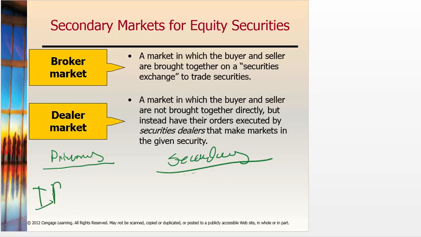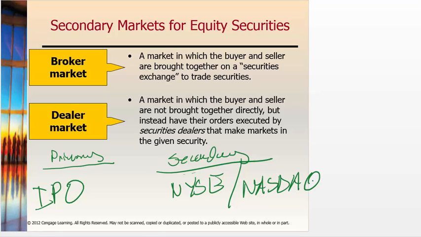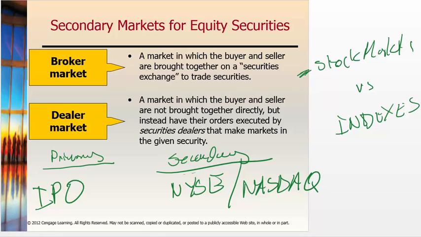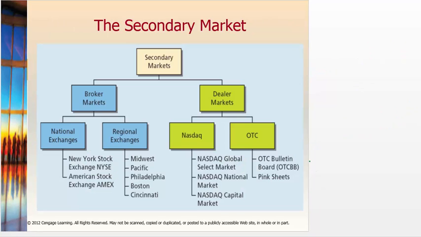Primary markets are IPOs. Most of us public investors don't really have much access to IPOs in primary markets. But secondary markets do exist. They are entities like the New York Stock Exchange or the NASDAQ. And as an aside, know the difference between stock markets versus indexes. Stock markets are where stocks get traded. Indexes are some mathematical measure of the value of stocks in the market. Make sure you know the difference between stock markets and indexes. It's going to come up.